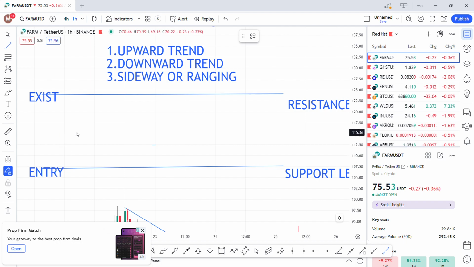So I take my trend line, and I enter here, and going up, I'm moving.